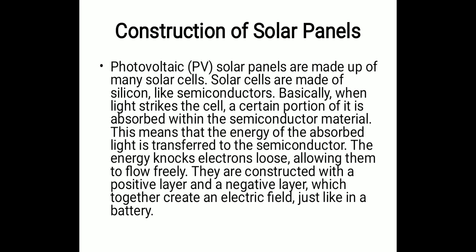Now let us see the construction of solar panels. Photovoltaic or PV solar panels are made up of many solar cells. Solar cells are made up of silicon-like semiconductors. Basically, when the light strikes the cell, a certain portion of it gets absorbed within the semiconductor material. This means that the energy of the absorbed light is transferred to the semiconductor. The energy knocks the electrons loose, allowing them to flow freely. They are constructed with a positive layer and a negative layer, which together create an electric field, just like a battery.